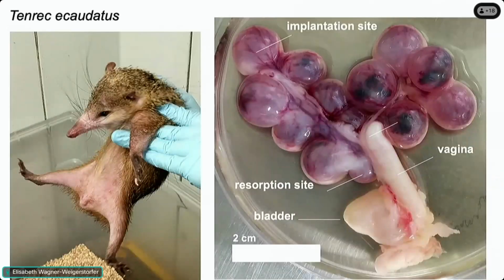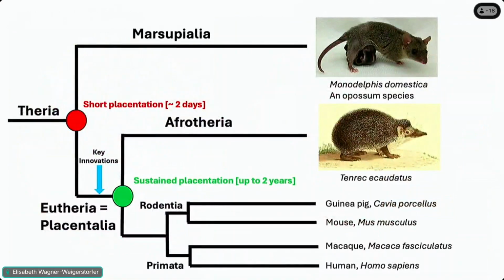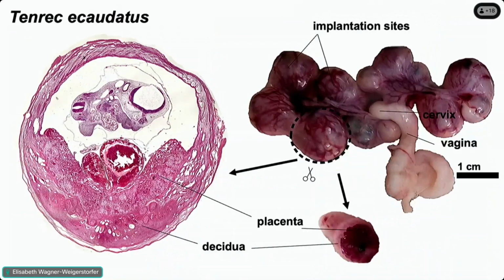So this is how this animal looks. This is the female reproductive tract of a pregnant animal, with each of these little grapes being implantation sites and embryos. This is the vagina, this is the urinary bladder. And here you see a cross section.